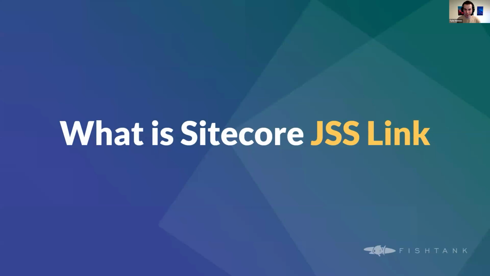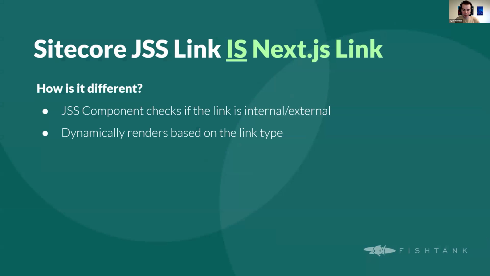All right, so I've talked a lot about next link specifically, but we as Sitecore developers more frequently use the Sitecore JSS link component. So why did I just talk extensively about what next link is and how is it different from Sitecore JSS link? Well, the answer is pretty simple. The Sitecore JSS link is the same thing as the next link. In fact, it's an expansion of the next link.